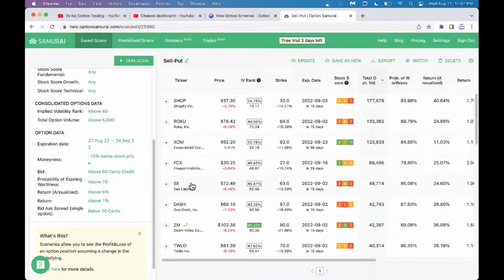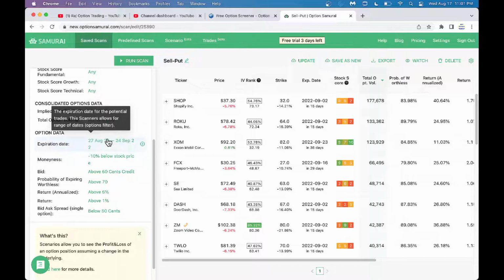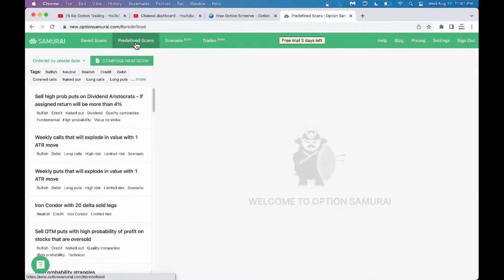I wanted probability of expiring worthless above 70, and moneyness, the strike price, to be 10% below the current stock price, and so on and so forth. Pretty easy here. And if you want to, you can also stick with the predefined scans. This OptionSamurai gives you nice predefined scans.